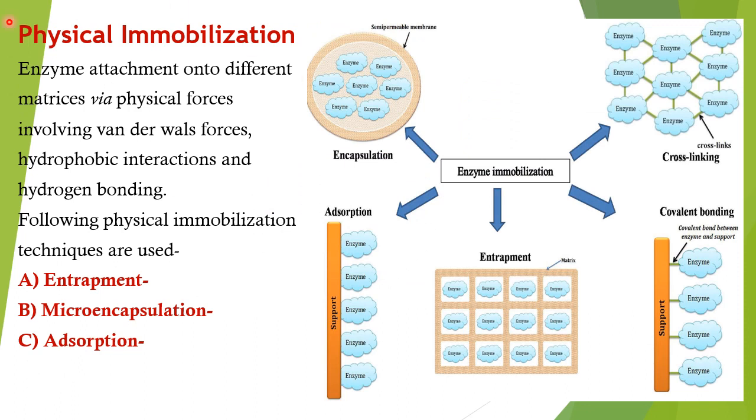So physical immobilization is the attachment of enzymes onto different matrices, which are solid materials, via physical forces involving van der Waals forces, hydrophobic interactions, and hydrogen bonding. Following physical immobilization, there are mainly three techniques: entrapment, microencapsulation, and adsorption. Here you can see this is encapsulation, or you can call it microencapsulation.